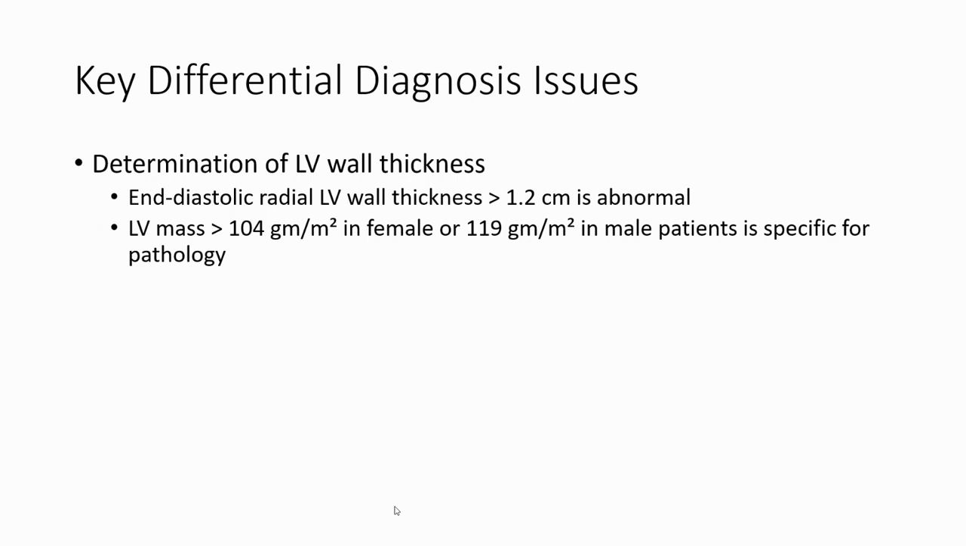Determination of left ventricle wall thickness. Just to understand, left ventricle wall thickness more than 1.2 cm is abnormal. Left ventricle mass more than 104 g per meter square in female and 119 g per meter square in male patients is specific for pathology.